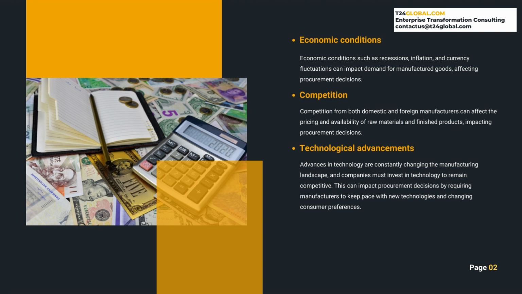3. Technological advancements. Advances in technology are constantly changing the manufacturing landscape, and companies must invest in technology to remain competitive. This can impact procurement decisions by requiring manufacturers to keep pace with new technologies and changing consumer preferences. Key components that affect procurement in this area include the pace of technological change, consumer preferences, and supplier capabilities.